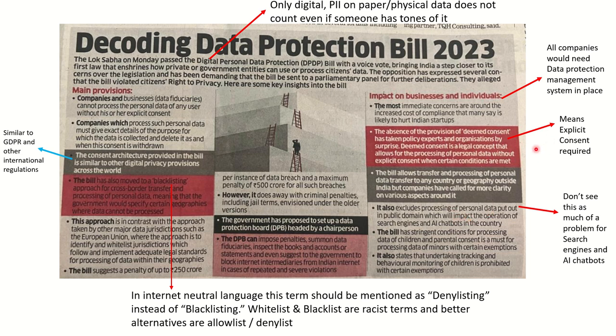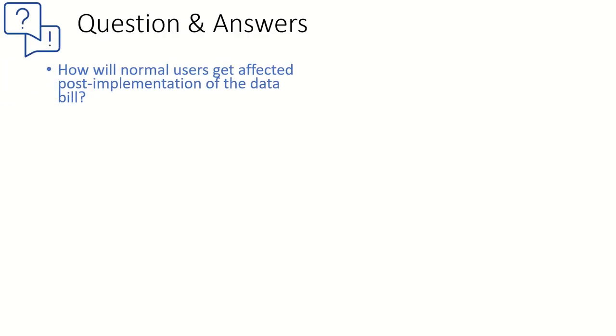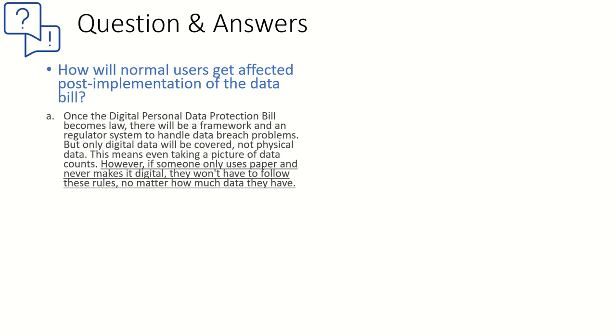Explicit consent, we will discuss this on the next slide. So how will normal users get affected post implementation of this data bill? How will you and I benefit from this bill? Once this bill becomes the law, there will be a framework, a data protection board, a regulator system to handle data breach problems, which will provide security for your and my personal data, which companies mine, use and store. But this will cover only digital data, not physical data.